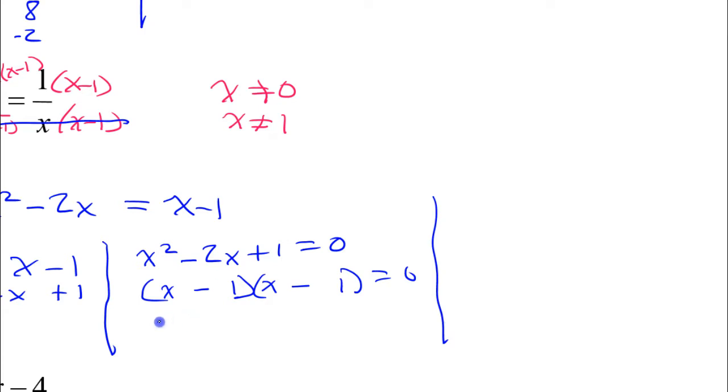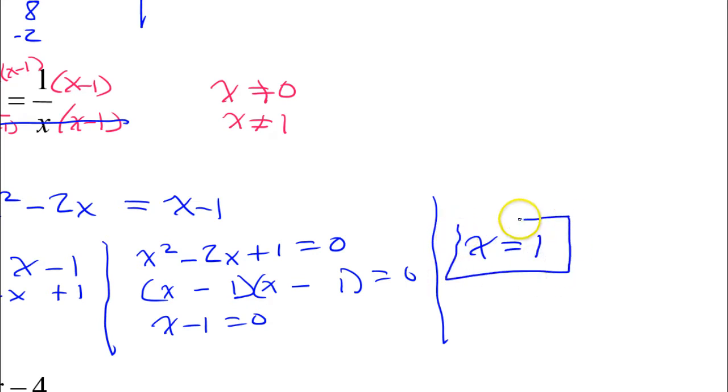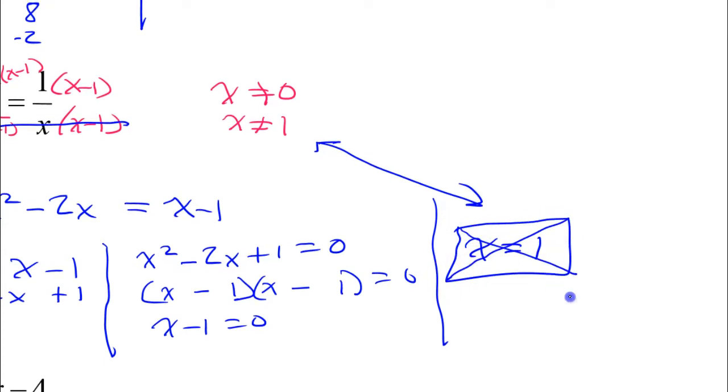If I set x minus 1 equal to 0, I'm going to get x equals 1. So at first, I think that's the solution. X equals 1. Yay! But then I remember my excluded values. One of my excluded values is that x cannot equal 1. So this is not allowed. I'm going to throw this out, and because that was my only solution, I'm going to say I have no solution.